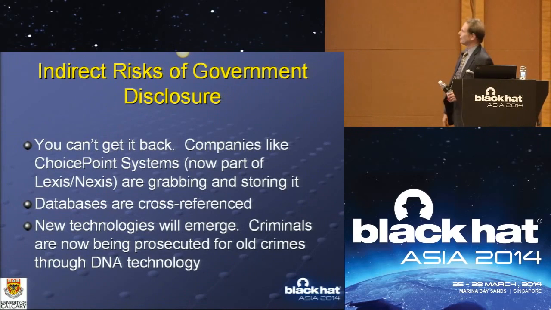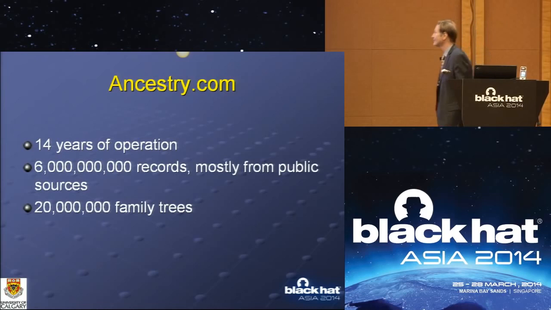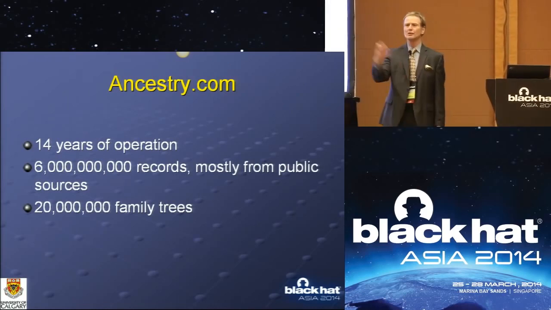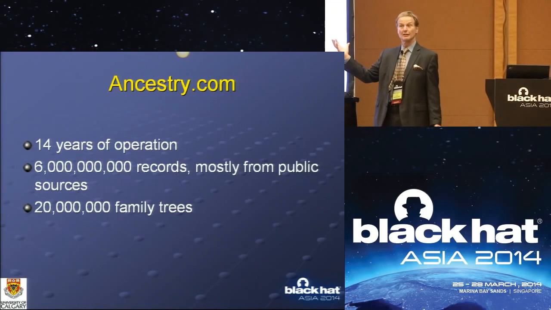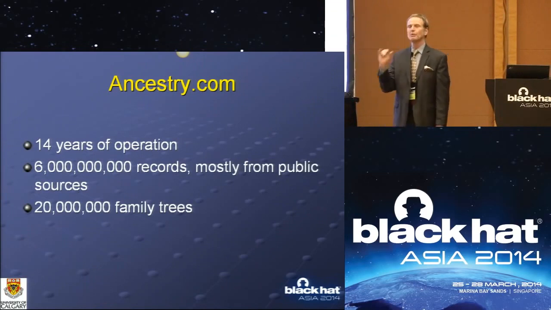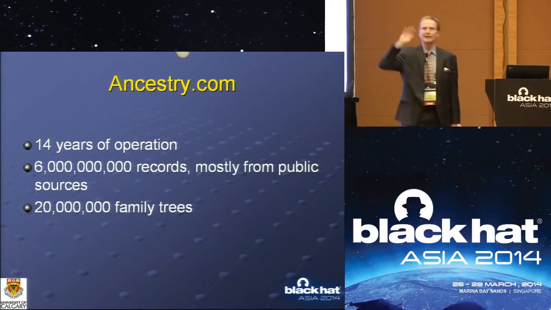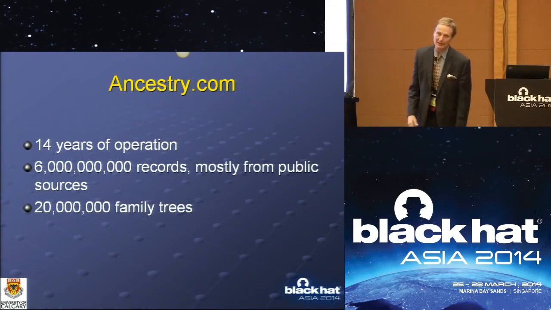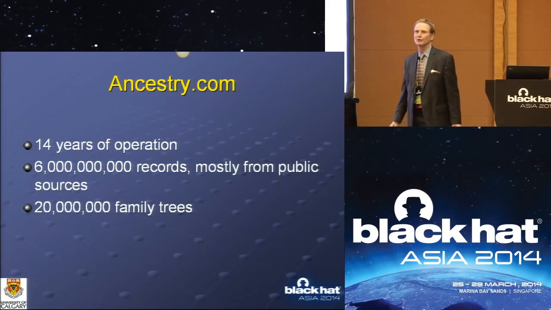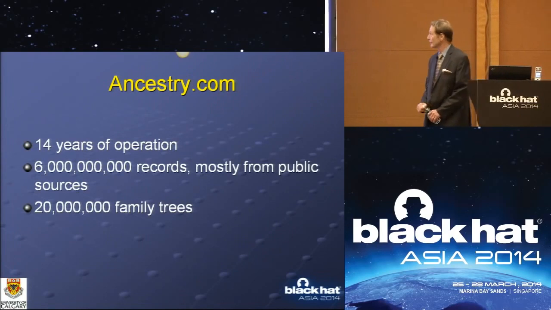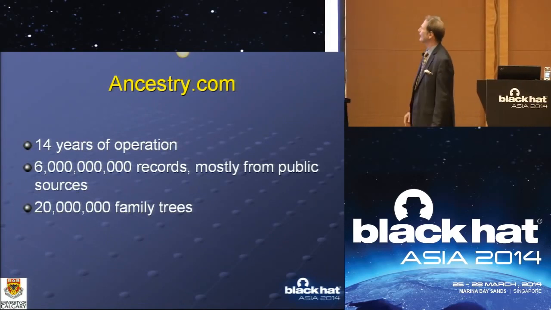So databases are being cross-referenced, and there's a whole new thing, and I want to leave you with a whole new idea, which is genetic genealogy and how that's going to happen. So have any of you done your family tree on Ancestry? No? Okay, well, it's fun. After you put in the names of your parents and their dates of birth, it goes and tries to chase your family tree. I'm not sure, for different countries, how good it is, but I know that for the United States, where I come from, it's very good. They have 6 billion records and 20 million family trees.